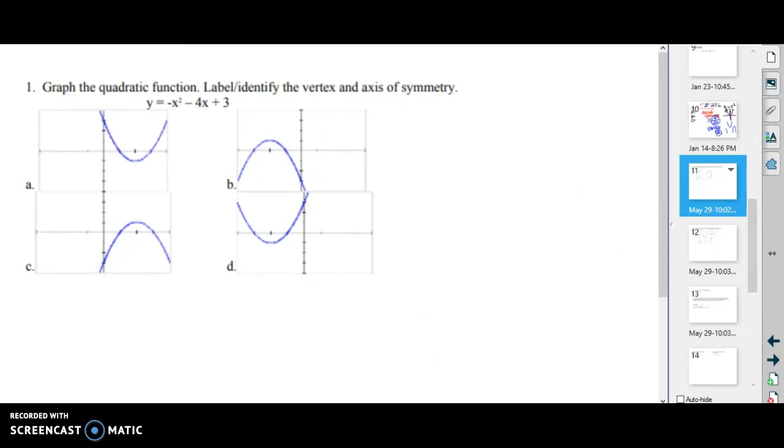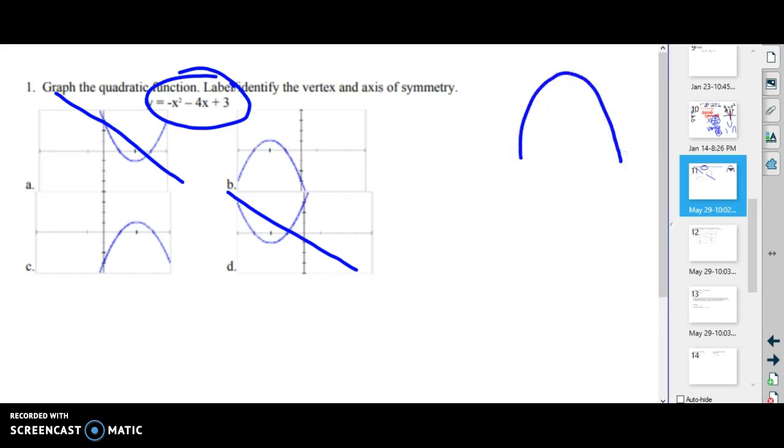First one. This says, graph the quadratic, label and identify the vertex and the axis of symmetry. Okay, so here it is. First of all, look in front of the x squared. What does it say? Now that gives you an indicator of what graphs it could be and which it couldn't. So there's 2 for sure that are not going to work. This one isn't going to work, and this one isn't going to work. Since that's a negative, you know that it's going to be upside down, like that, and that the vertex will be a maximum. So there are a couple of different ways to do this.